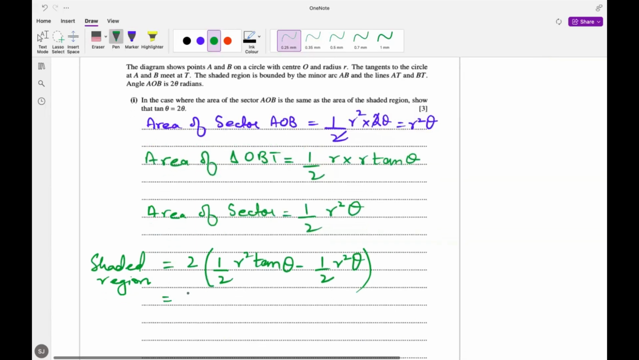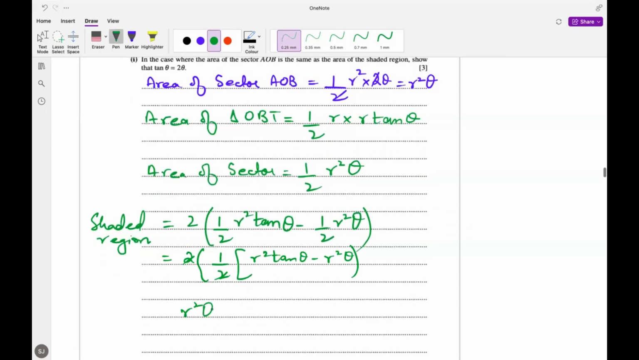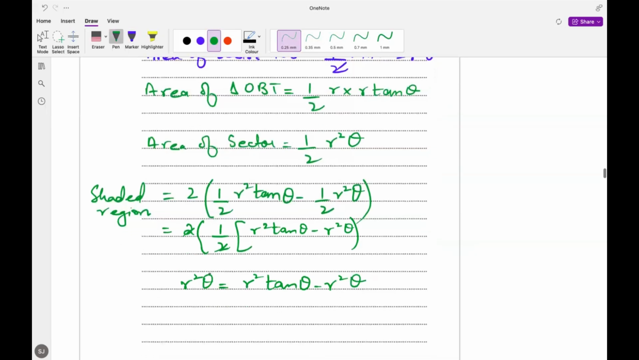Now in the bracket, we can take half as common. So this will become half into r squared tan theta minus r squared theta. The 2 and half will cancel out. So the area of the shaded region will be r squared tan theta minus r squared theta. The question said that the area of sector AOB is the same as the area of the shaded region, so the area of AOB was r squared theta, and the area of the shaded region was r squared tan theta minus r squared theta.